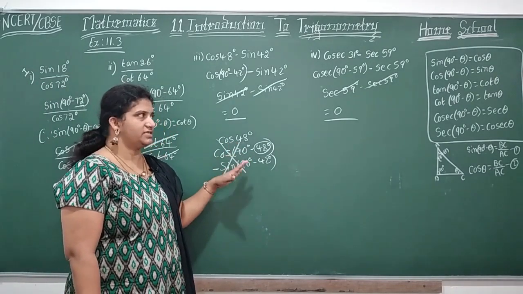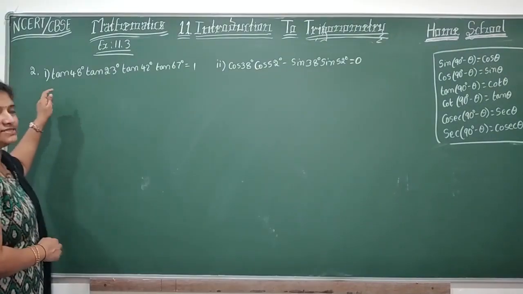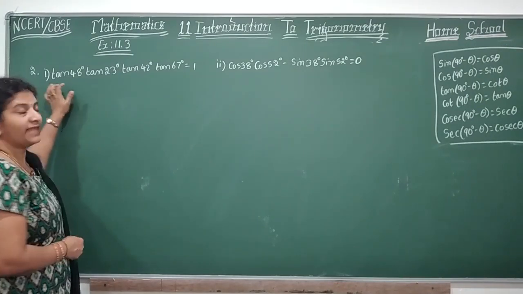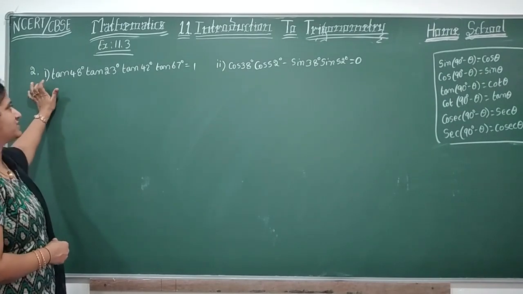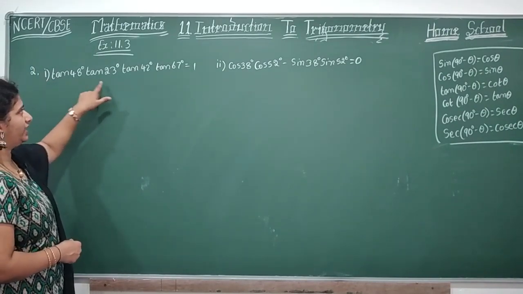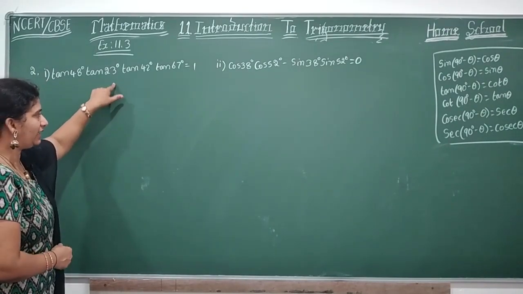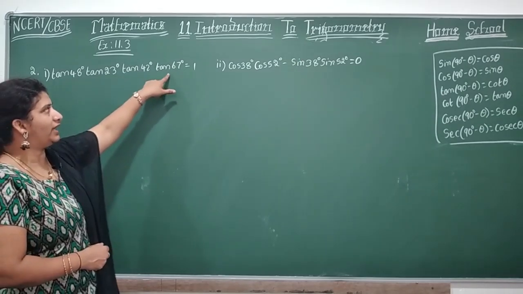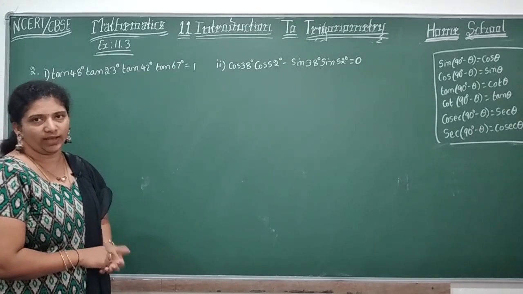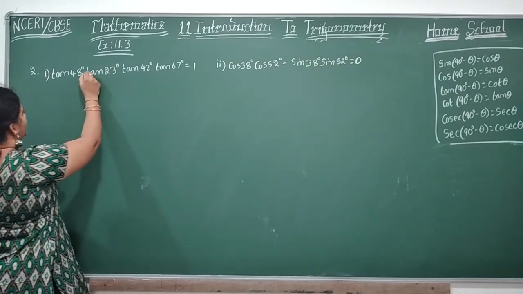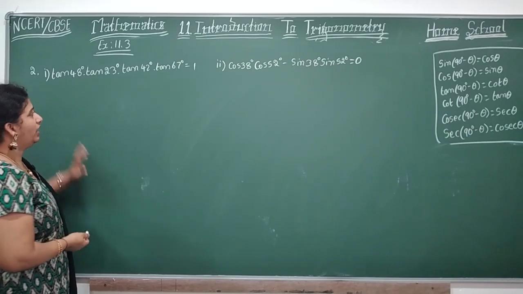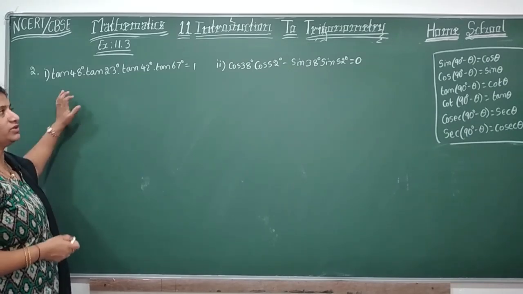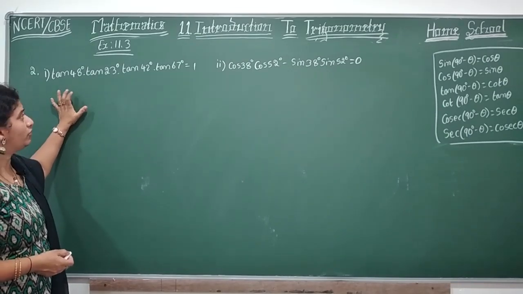Okay, let's see the next main. Look here, children. Second main. Show that. What do you have here? Second main. Show that. First one. Tan 48 degree, tan 23 degree, tan 42 degree, tan 67 degree equal to 1. So here there is no gap, children. Imagine it as a dot or a multiplication sign. Okay. Now, how can I prove this? How can you prove this?